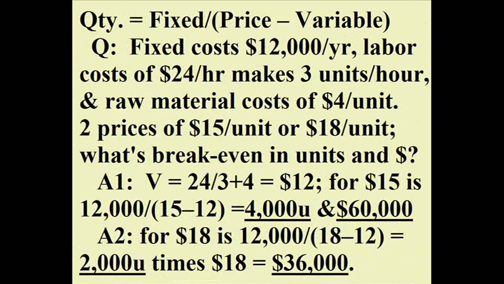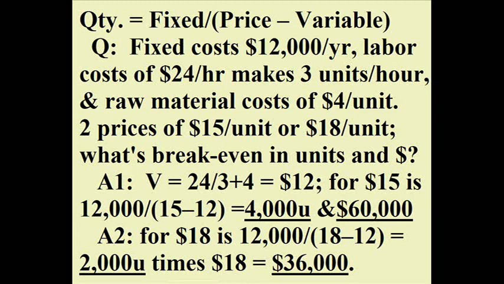Time for a little break even, not that hard at all. It's fixed cost divided by the profit per unit, that's price minus the variable cost. And you know what? That's just taking the equation for the profit of the firm, revenue minus cost, and solving for the quantity. Let's say we had fixed costs of 12 grand, labor costs are $24 per hour, and make 3 units per hour, and raw material costs are $4. We're going to check out 2 prices of $15 and $18 a unit.